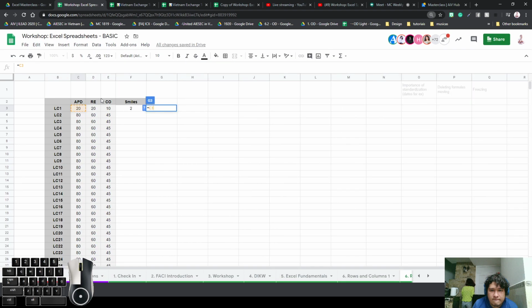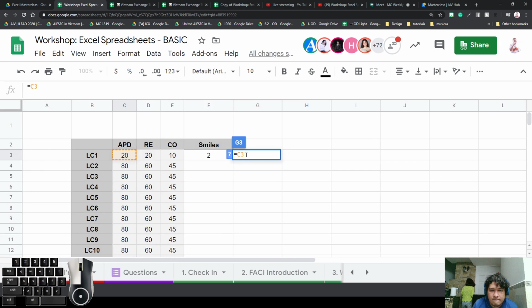Let me zoom in more. No, you guys cannot see. So, and I want plus realizations. Done. Enter. This is the result. So the value here is showing correctly, but as you can see, this is a formula.